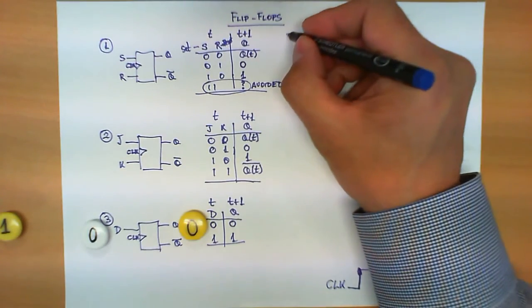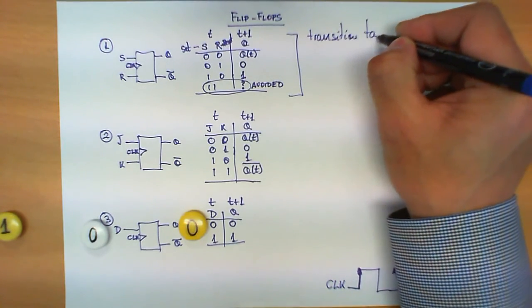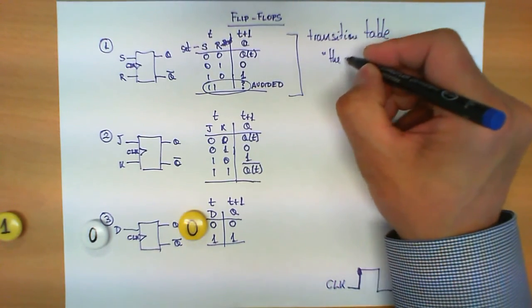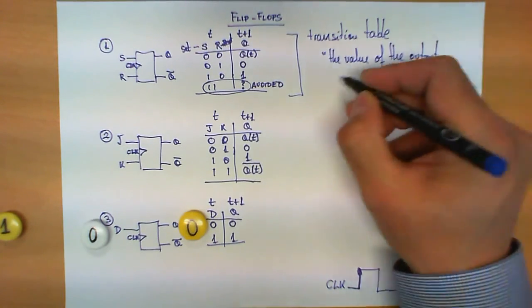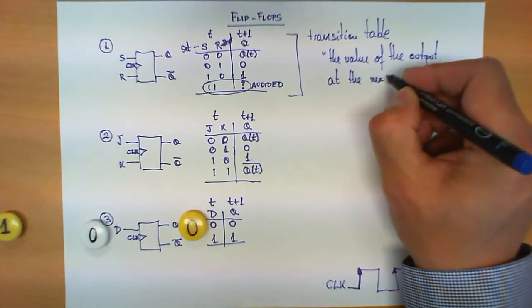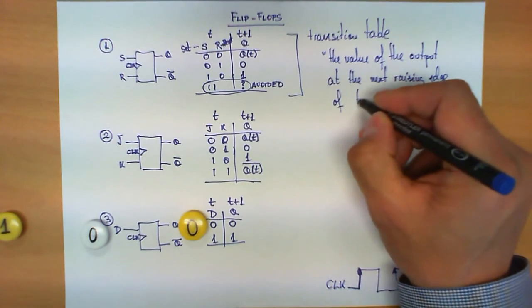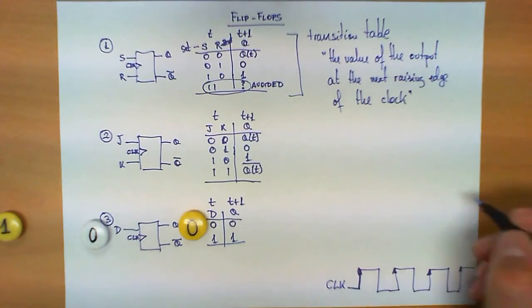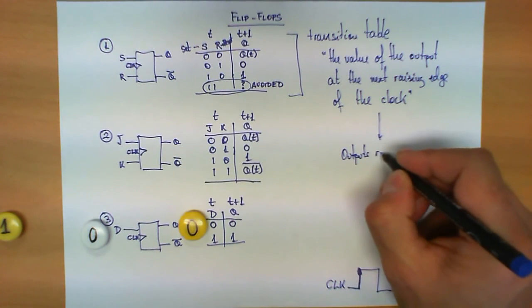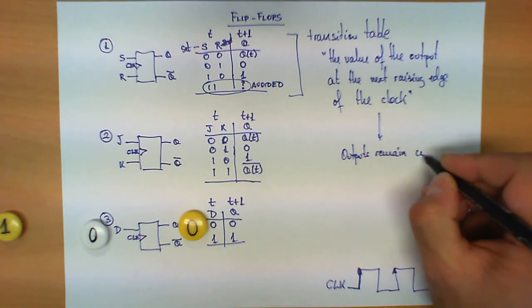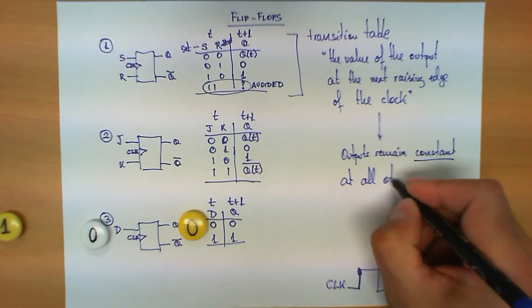So the most important thing to remember is that this transition table is specifying the value of the output at the next rising edge of the clock. And very importantly also to remember is that outputs remain constant at all other times.